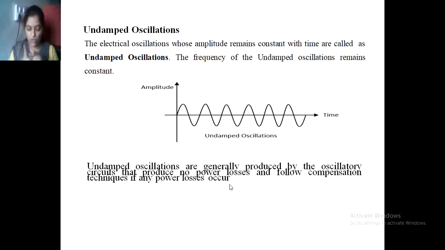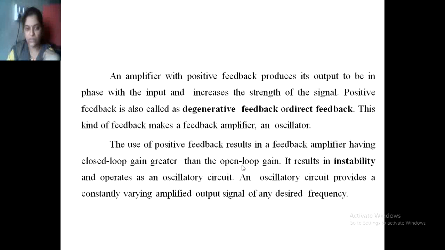So oscillations are of two types, damped and undamped. In damped oscillation, the amplitude decreases with respect to time, and in undamped oscillation the amplitude remains constant. In a damped oscillation, power losses take place. In an undamped oscillation, there is no power loss.